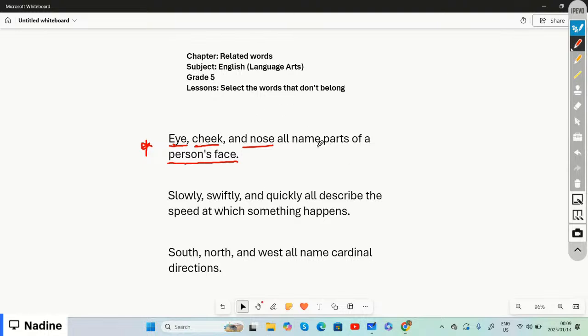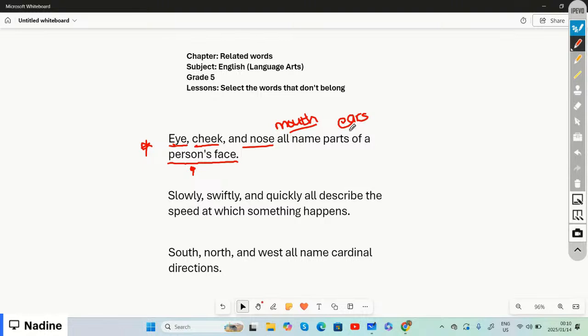Of course, we can even say your mouth is part of a person's face, right? So those are a few things that are part of a person's face, and that is why we call it related words, meaning that eyes, cheek, nose, and mouth, these words are related to one another. Why? Because they are part of a person's face. Yes, even ears. It's also part of the face.